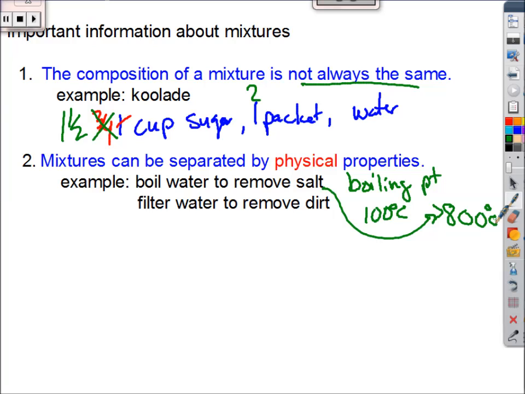You can use things like particle size. So I can take water and pour it through a filter, something like a coffee filter would be an example, to remove the dirt. Dirt is large. Particle size, water is small, basically single molecules by themselves, whereas dirt particles are stuck together, so they're very large. So particle size, again, is something that you can use to separate things with. Okay.